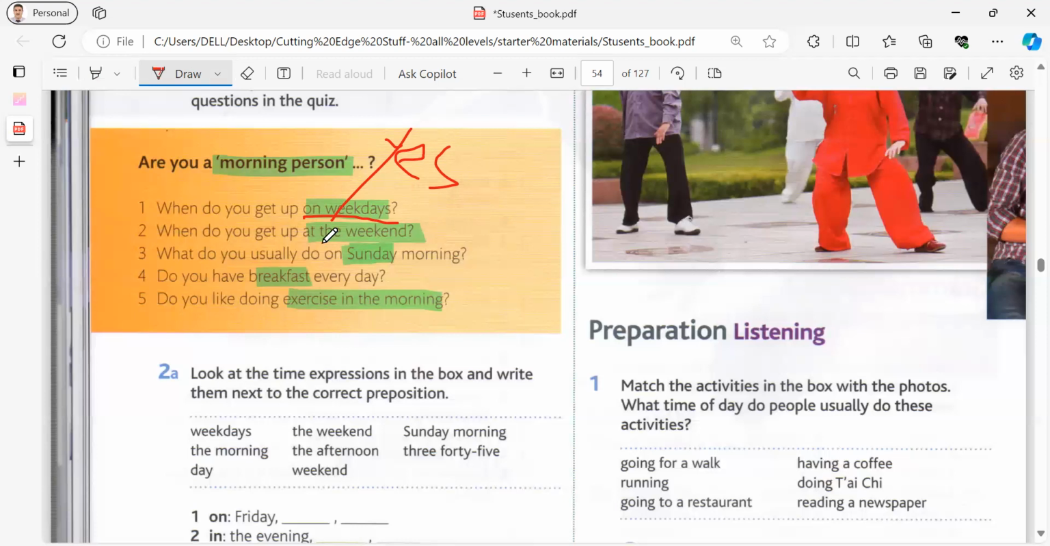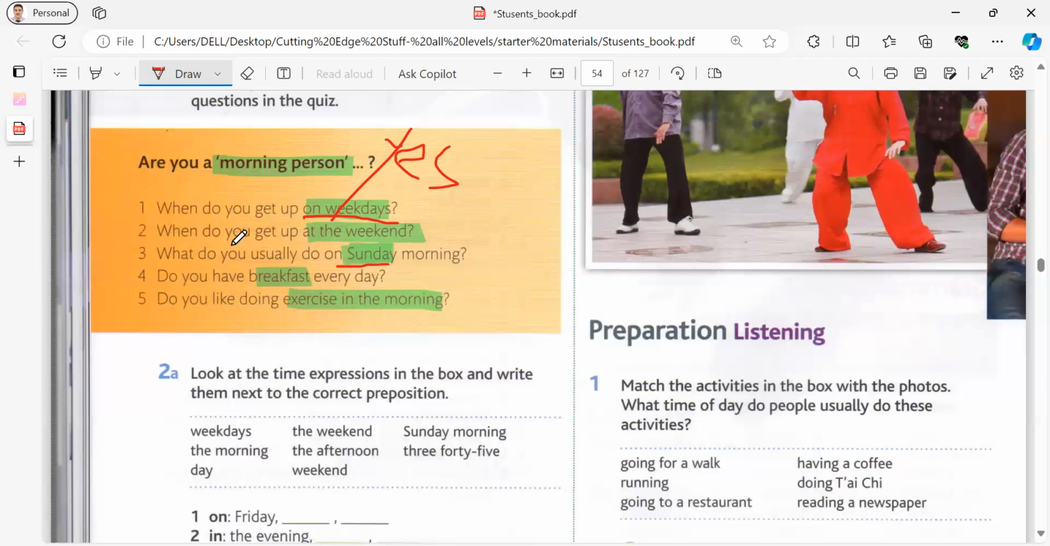What about at the weekend? When do you get up at the weekend? At 10 o'clock. So you can say, I usually get up late at the weekend because I need to relax. I don't have to go to school. I need to relax.